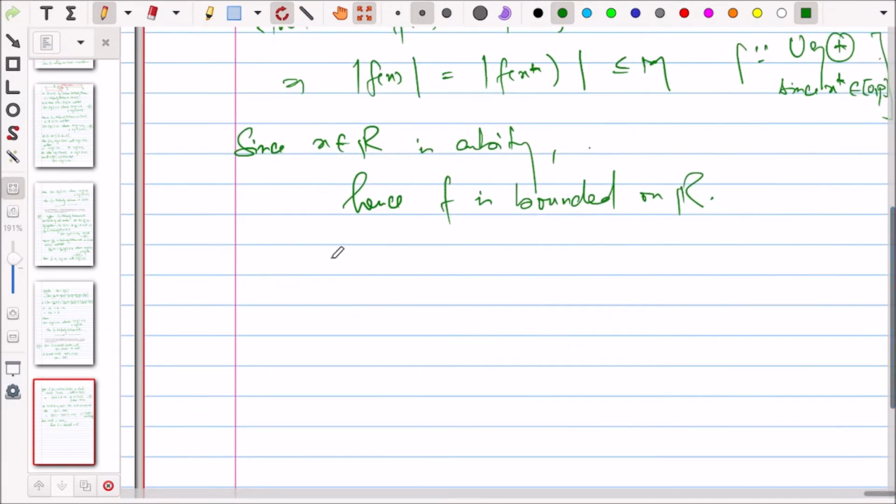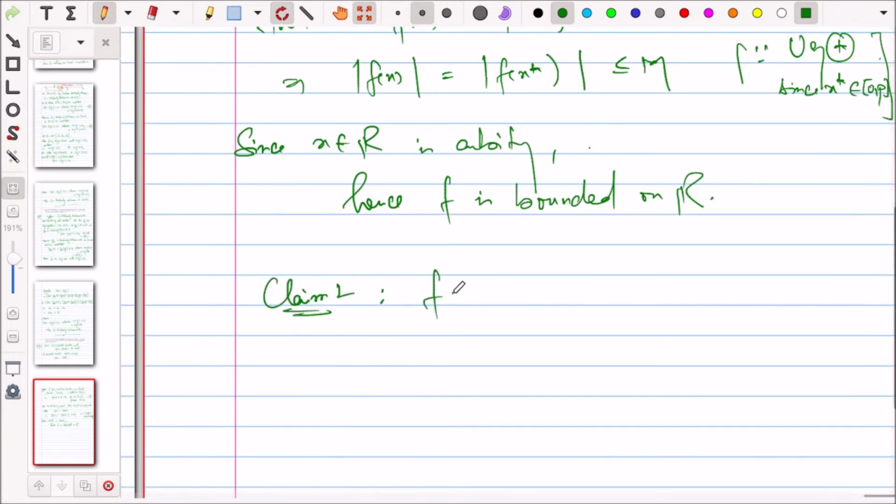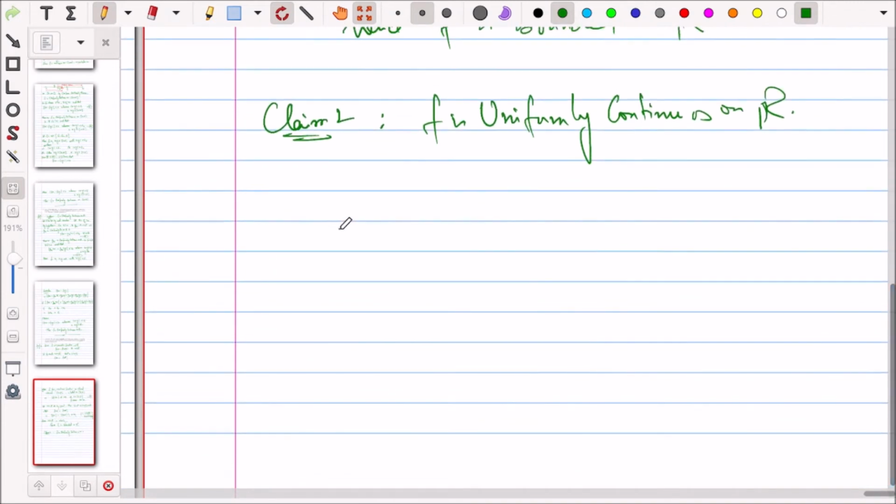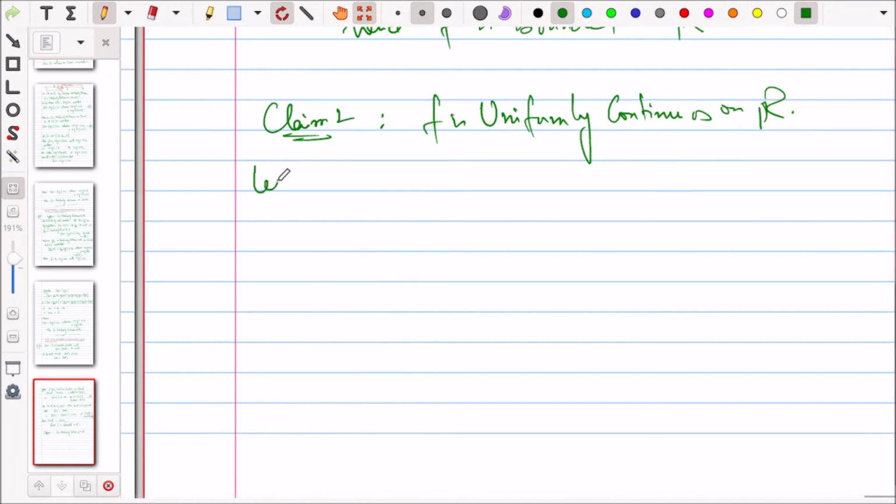Now what we have to show? Claim 2: f is uniformly continuous on R. So we have to show that f is uniformly continuous on R. Now, let epsilon greater than 0 be any real number. So we start with any arbitrary epsilon.